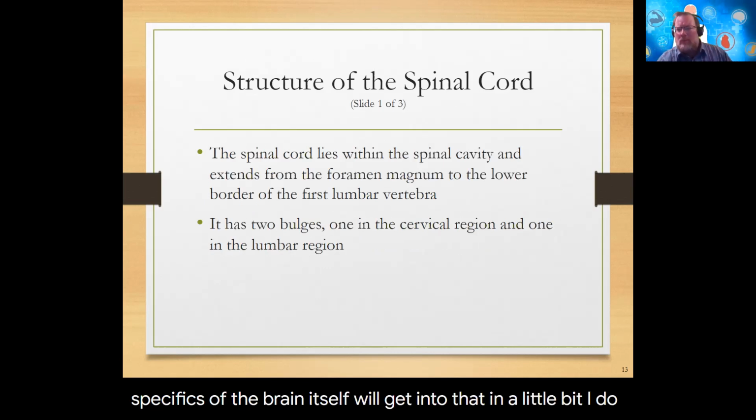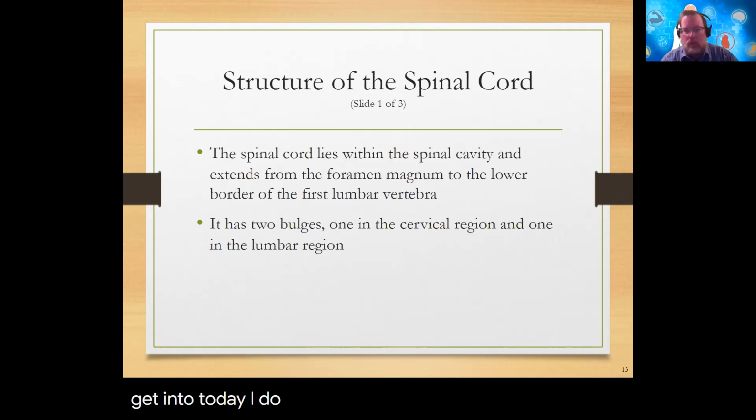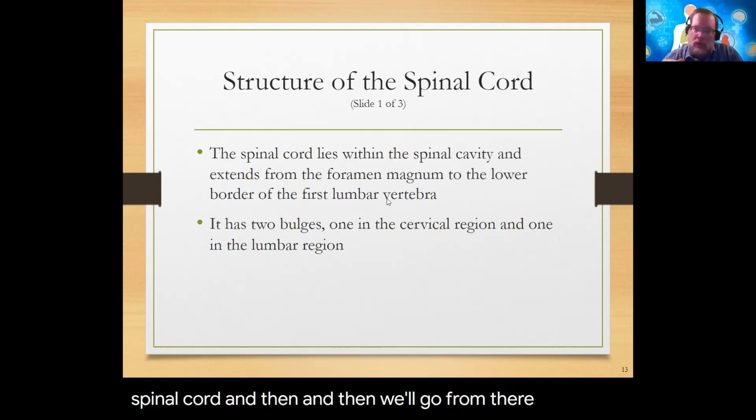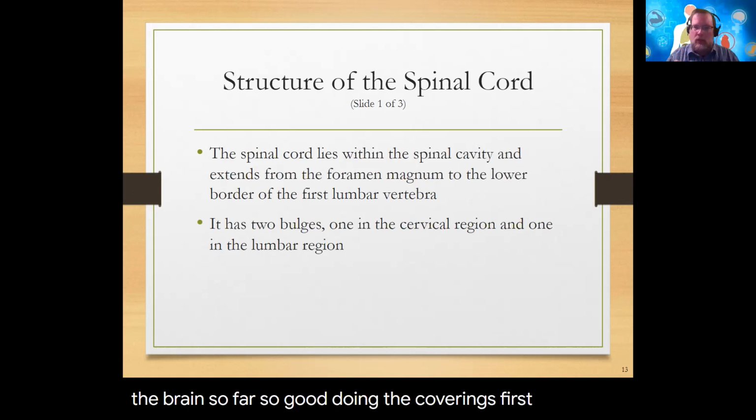I do want to, probably on Tuesday, I don't know how much we'll get into today. I do just want to at least get us through the structures of the spinal cord, and then we'll go from there. So we're going to do spinal cord and then go up to the brain. So far, so good. Doing the coverings first. Now we're going to do the spinal cord.